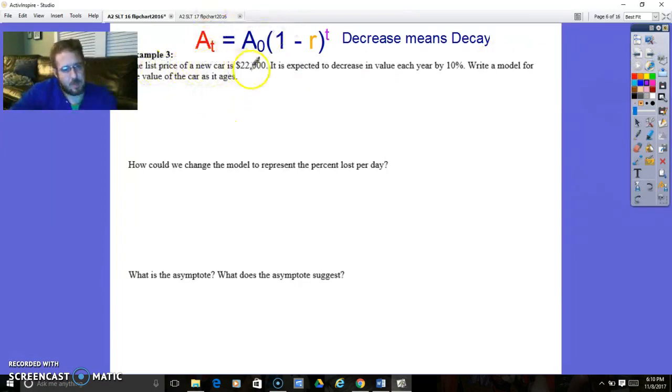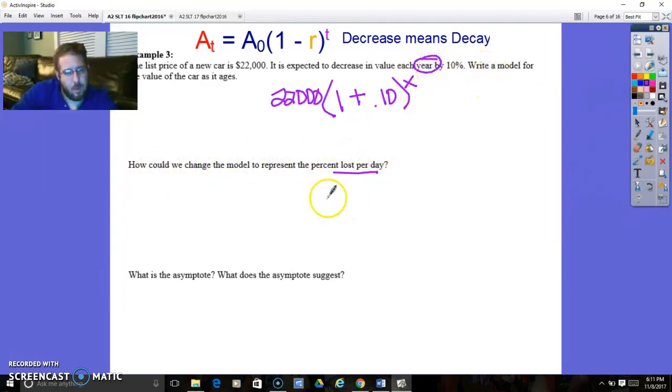The list price of the new car is $22,000, a decrease of the value of the car by 10%. Write a model for the value of the car. Okay, so that's $22,000 times 1 plus the rate, which is 0.1, it's not compounded, to the power of x, or t in this case. Doesn't really matter. How can we change to represent loss per day? So this was per year, so that'd be 1 plus 0.1 to the 1/365th, to the 365x. Okay, just like I did before.